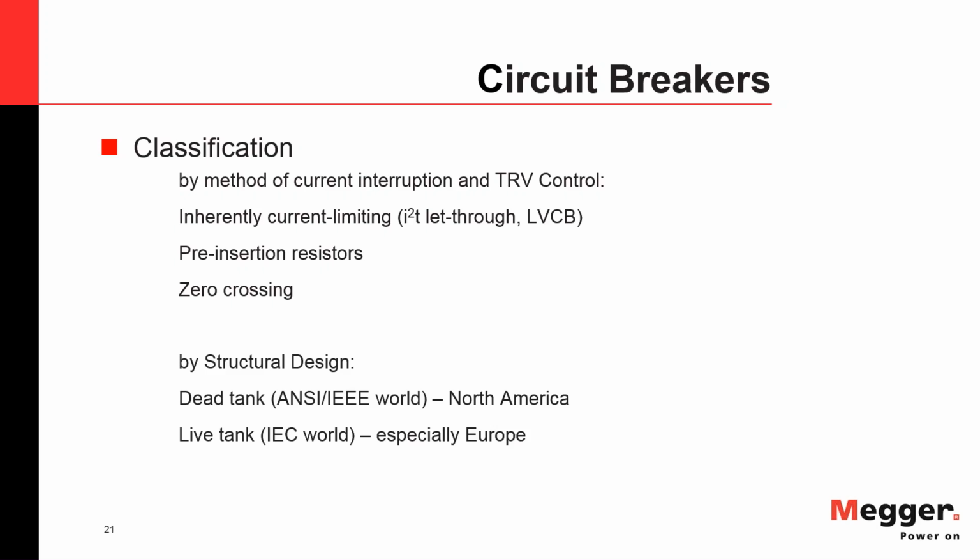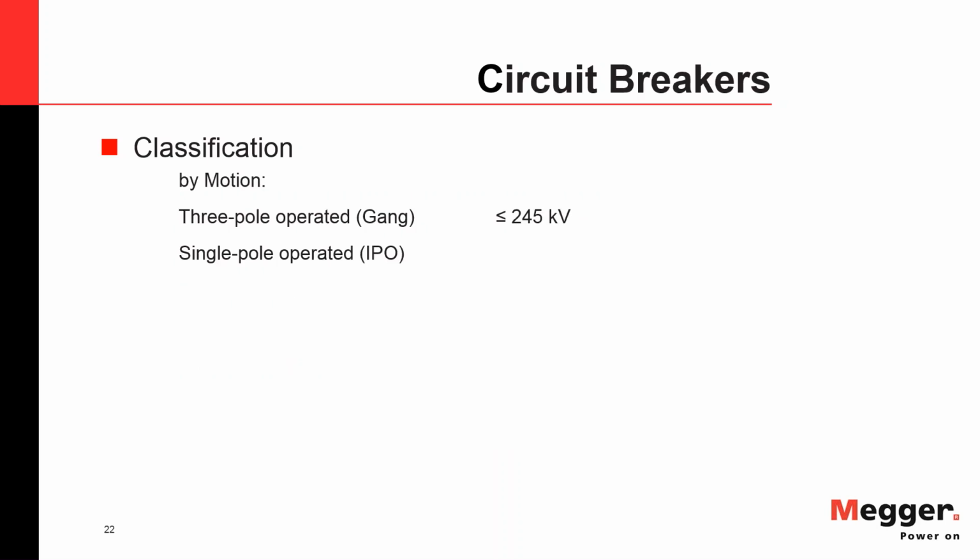Then a very classic classification is structural design. Pretty much very popular in the rest of the world, specifically Europe, are live tank circuit breakers. This is pretty much the dominating circuit breaker technology, while in North America, Canada, and the US, it is the dead tank design. You can classify them by motion. So below 245 kV, you have 3-pole operated breakers, and then you have single pole operated, individual pole operated, IPO.